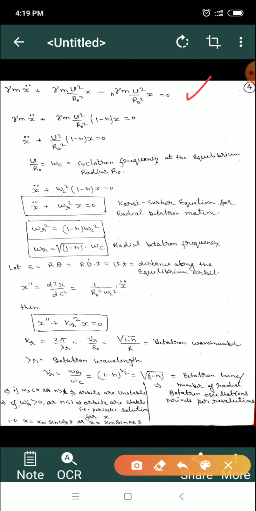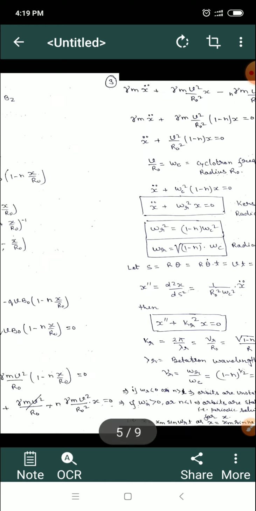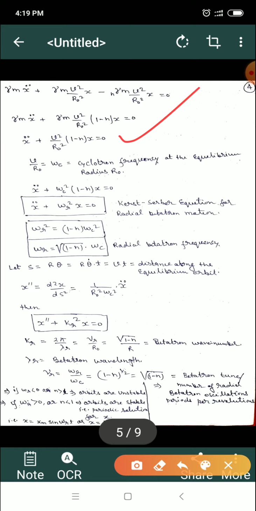We can simplify further. We can write gamma m x double dot plus gamma m v square upon R0 square times (1 minus n) times x. I have taken gamma m v square upon R0 square common between these two terms, so the equation becomes like this. Or we can further simplify so that the equation of motion becomes x double dot plus v square upon R0 square times (1 minus n) x equal to 0. So this is the equation of motion.